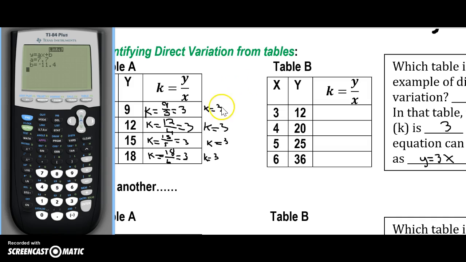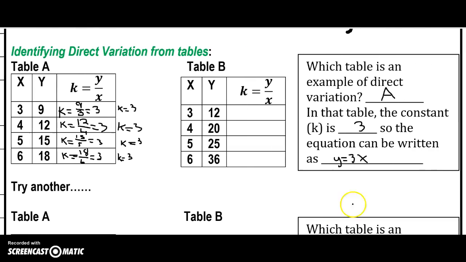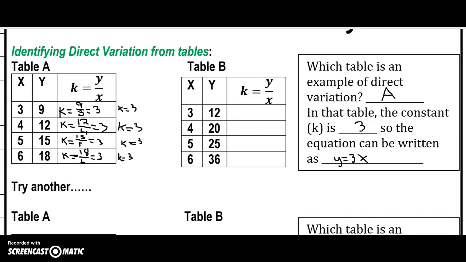This does not go through the origin. This is not direct variation because it has something for B. B is not 0. So over here it says which table is an example of direct variation. We figured out A because it went through the origin because my B was 0. In the table, the constant K is 3. So the equation can be written as y equals 3x. Good job, ladies and gentlemen.